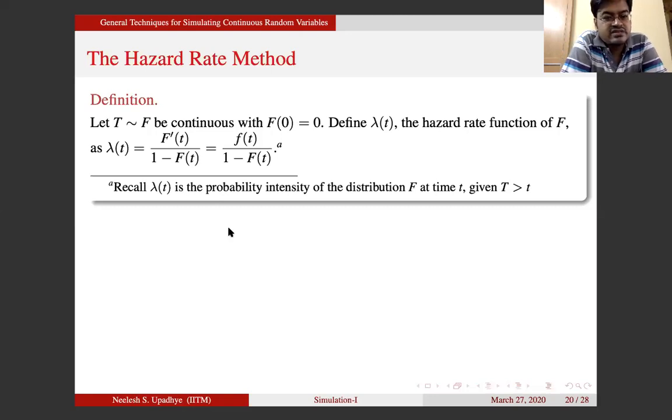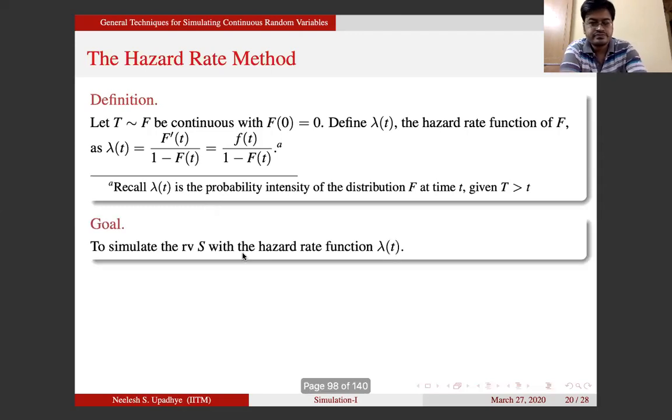Because this is a continuous distribution, that F'(t) is nothing but a density, and our goal is to consider this random variable having hazard rate function lambda(t). So let us go to our goal. What is our goal here? I want to simulate a random variable S with hazard rate function lambda(t). How will I simulate this random variable?